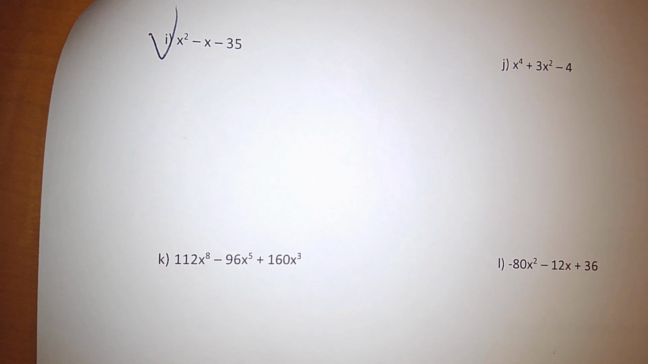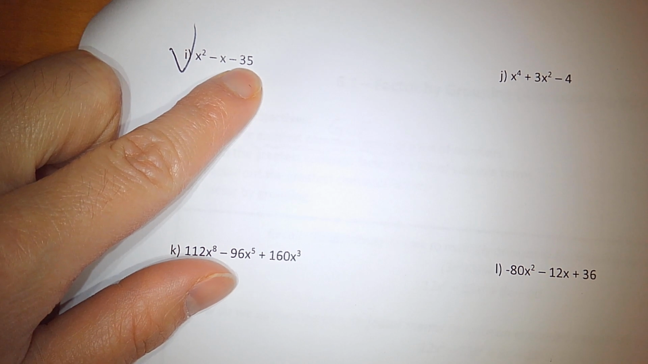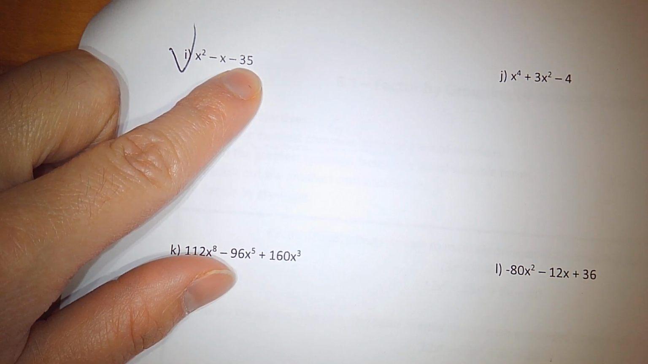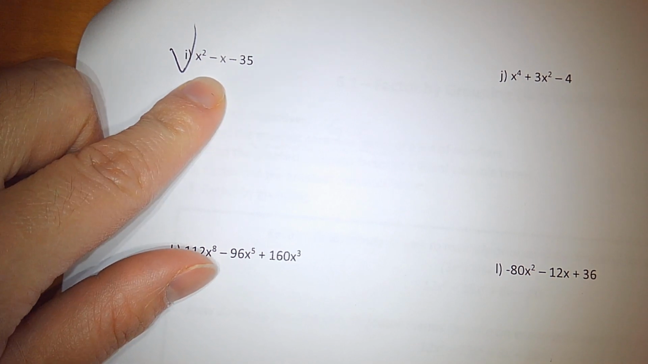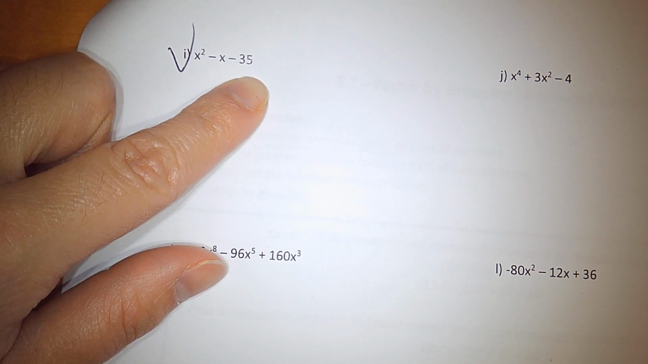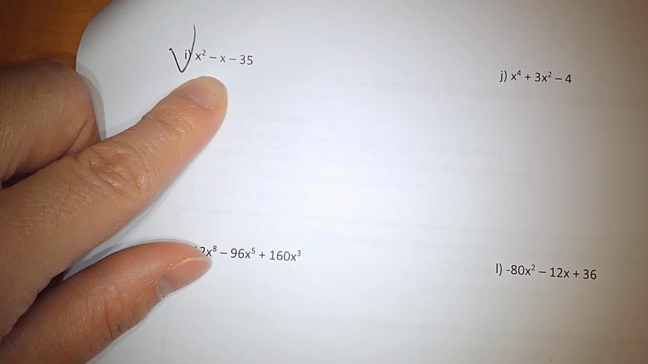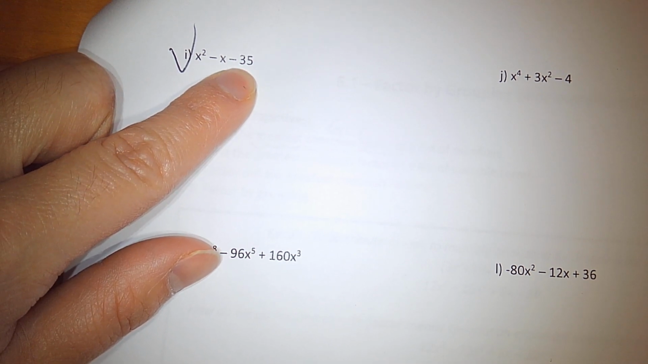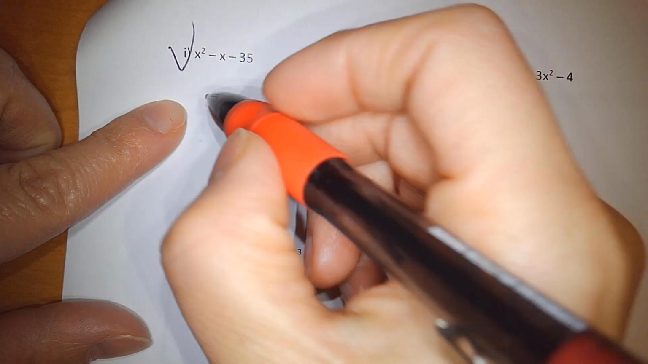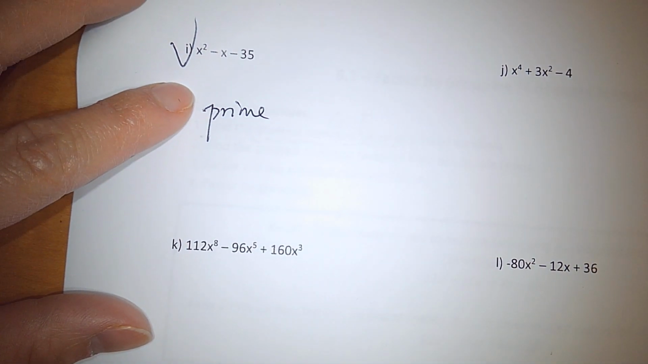No GCF, right? It's a trinomial. Are we able to use the formula? No. 35 is not a perfect square, right? So we have to use the Fourier method or the grouping method to see whether it's factorable or not. Just now, Kevin said it's prime. What do you think? Prime, right? We're not able to factor it. Okay, yes, you're right.